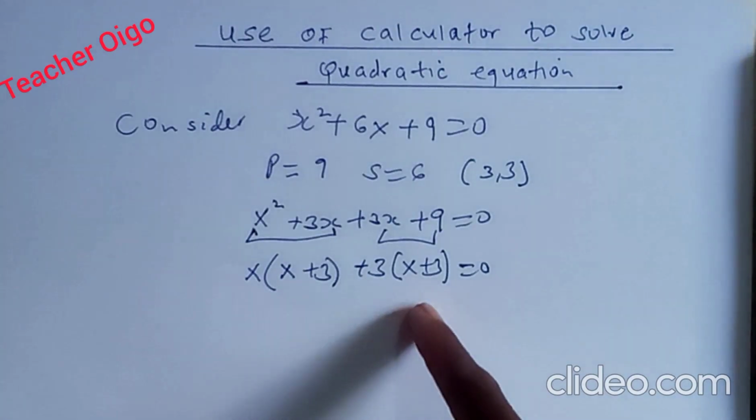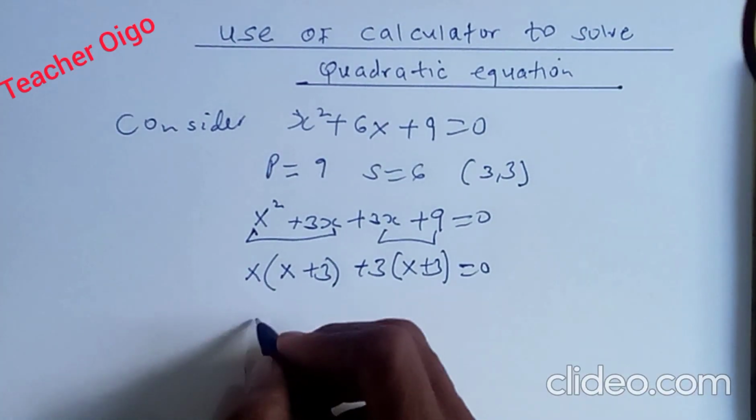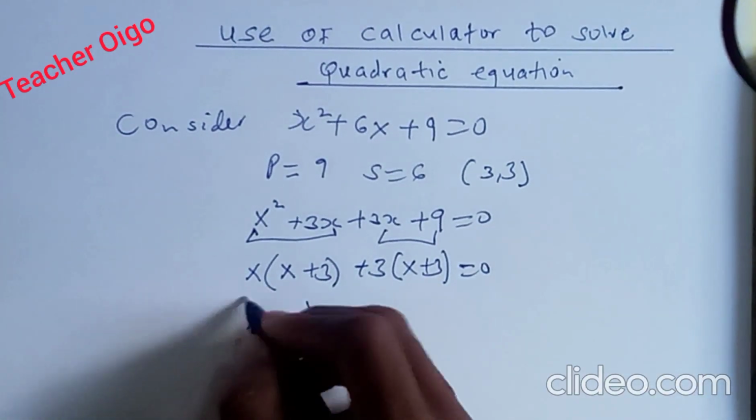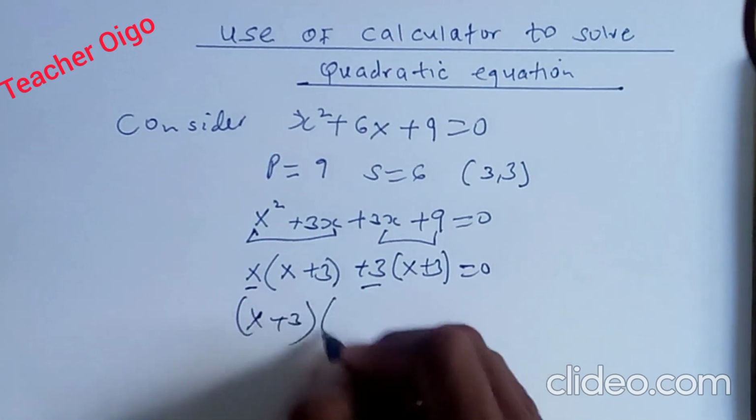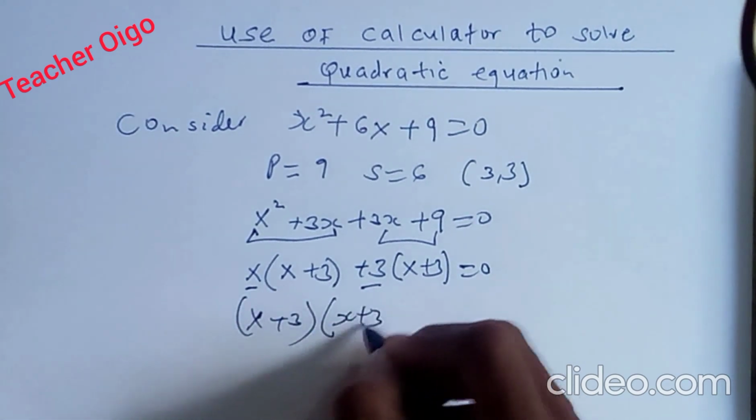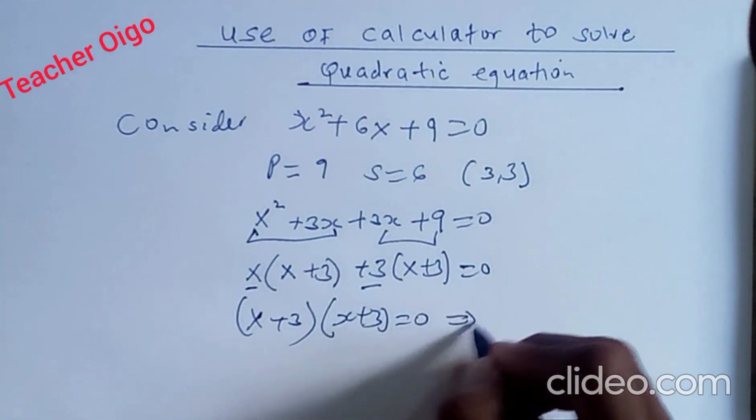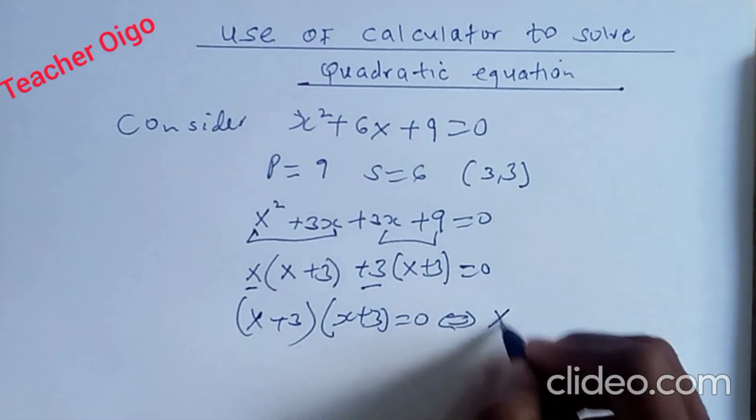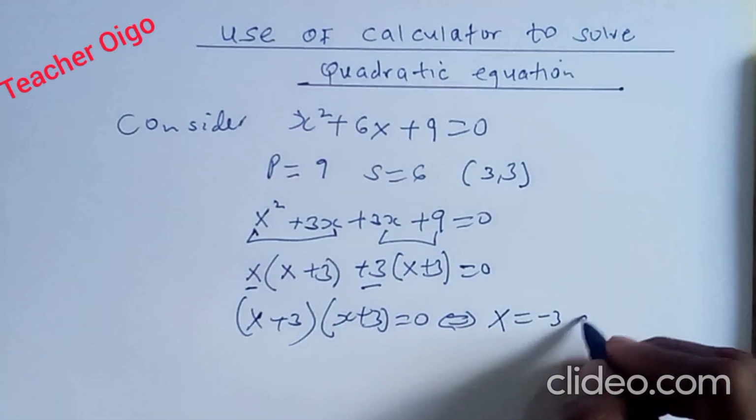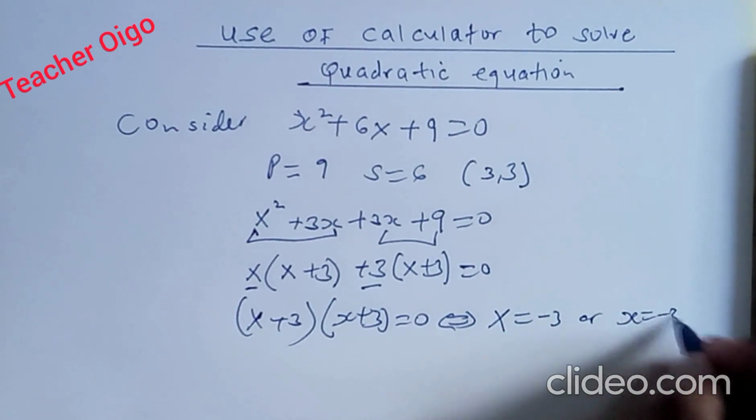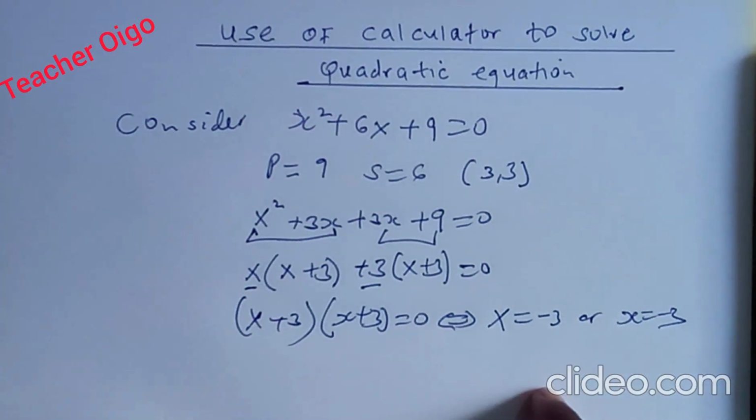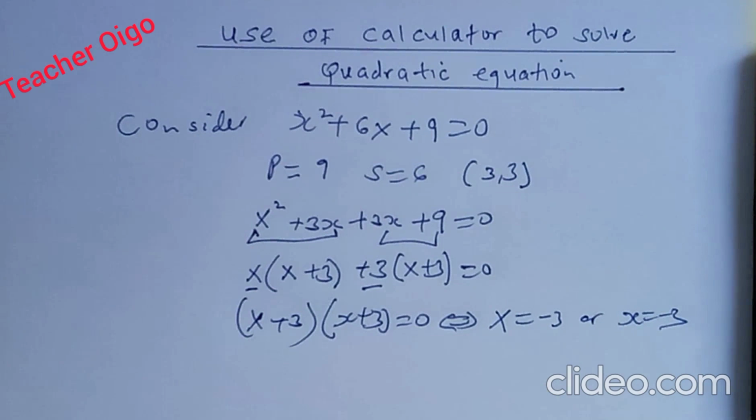Now, once you are at that point, you can realize that x plus 3 is common to these two, then one of the brackets x plus 3 equals 0. From this equation, you can realize that x equals negative 3 or x equals negative 3. This particular type of equation, we refer to it as a perfect square, where it has repeated roots. Now, we can actually solve this particular equation using a calculator.